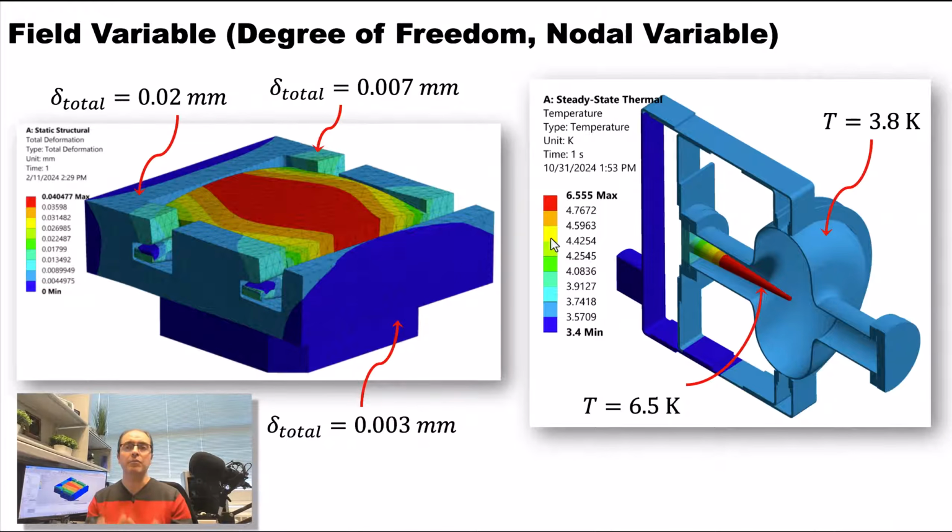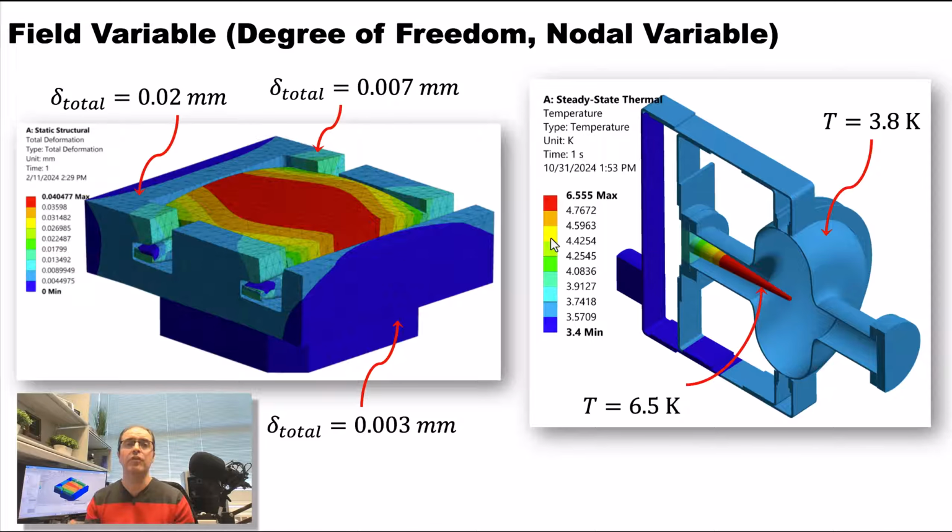One thing that is important in finite element method is the definition of the field variable. Another name for the field variable is degree of freedom, and another name is nodal variable or nodal values. The field variable has a very simple definition. First, we need to define field. Field is any space where a variable can change.